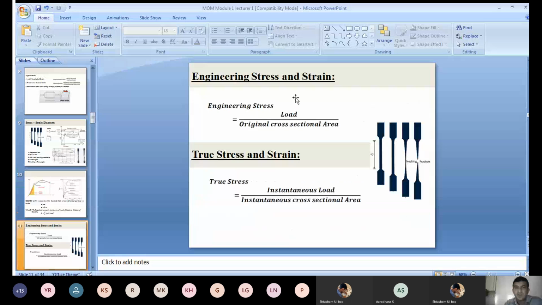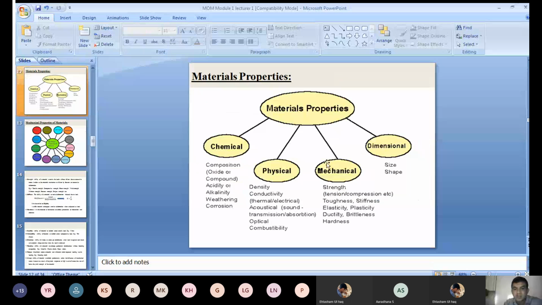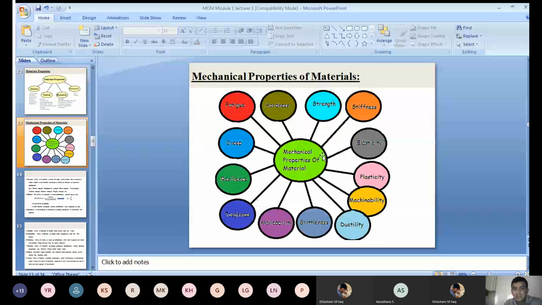Now again we discussed engineering stress and engineering strain with respect to the original cross-sectional area, or the instantaneous cross-sectional area, that is, the state of the cross-sectional area at a particular time. Then we discussed material properties. In that, a very important one is mechanical properties. These are the mechanical properties we also discussed.